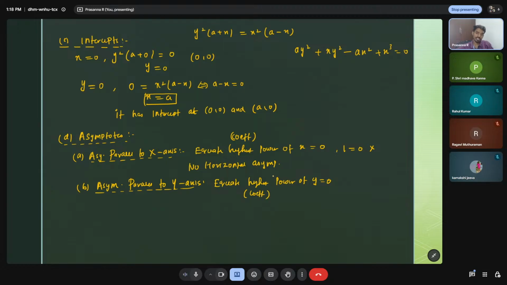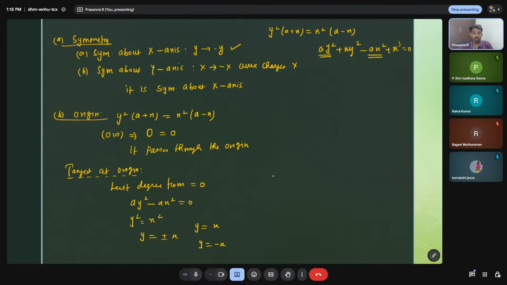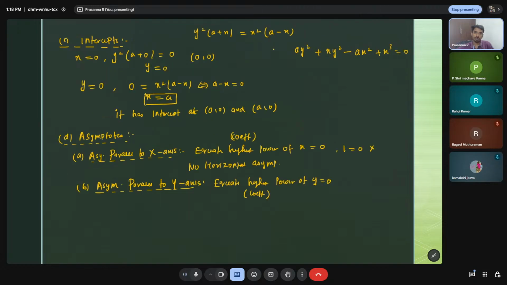But for tangent at the origin, you have to equate all the terms, the least degree term, to be equal to 0. So the highest power of y is y square. That coefficient, x plus a, is equal to 0. That means x is equal to minus a. So x equal to minus a is a vertical asymptote.